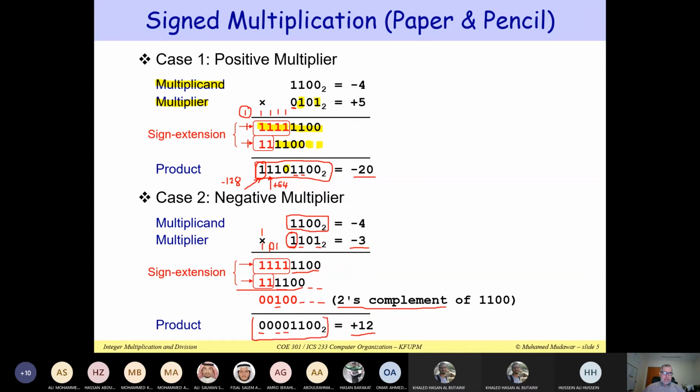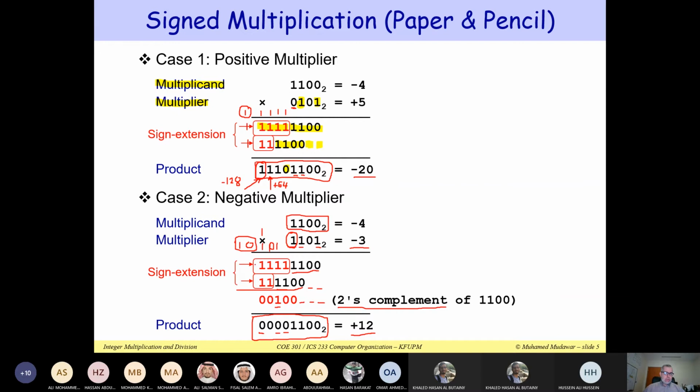If you look at the value of these 8 bits, it will be positive 12. Of course, we are going to get here 0 and a 1 as a carry, because the sum here is 4, because we're adding 4 ones. But we can simply ignore these.